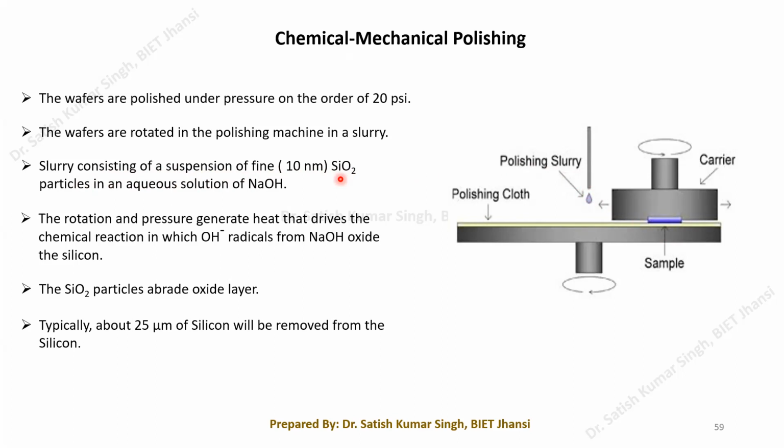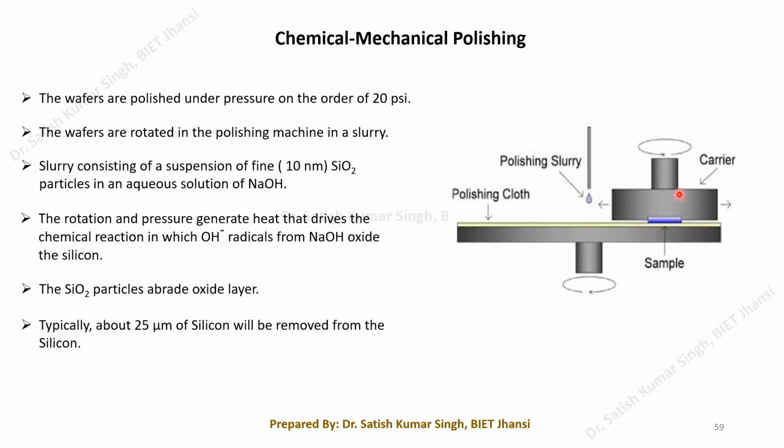So we need to use very fine particles of SiO2, of size 10 nanometers, and it will be available with an aqueous solution of sodium hydroxide. These two things will be used together for doing the polishing. This polishing will be done at a pressure of 20 psi. This pressure will be exerted through this system, the slurry will be dropped down onto the platform, and the platform will keep on rotating at that pressure.